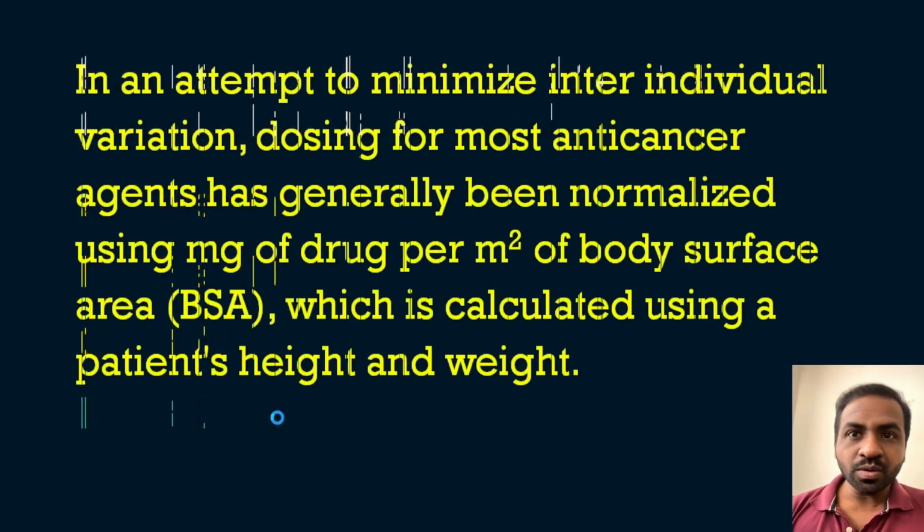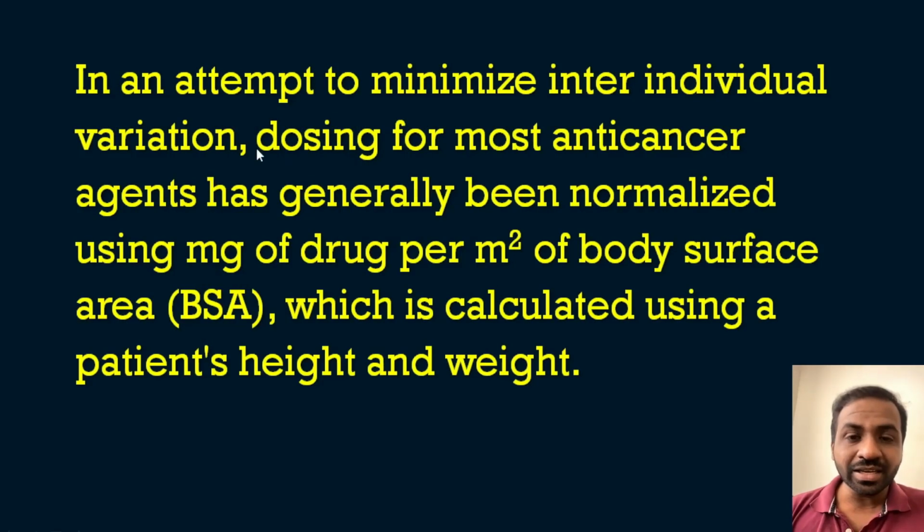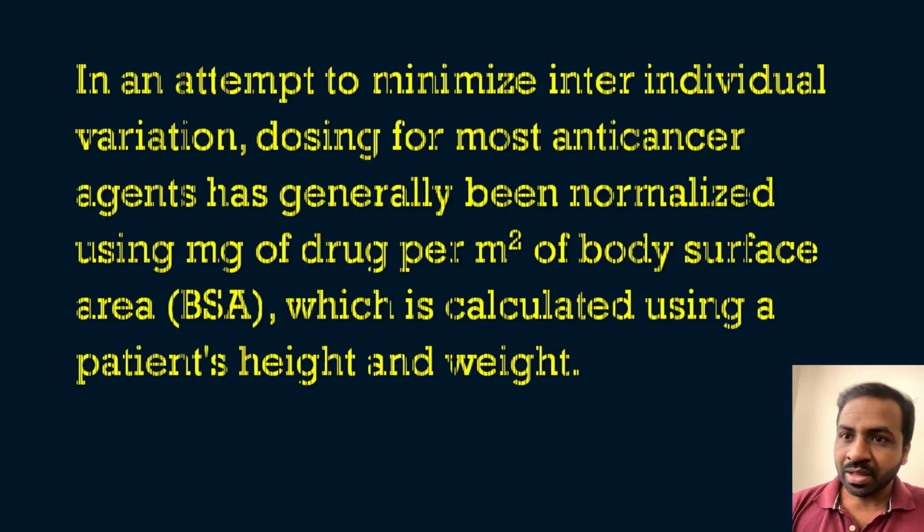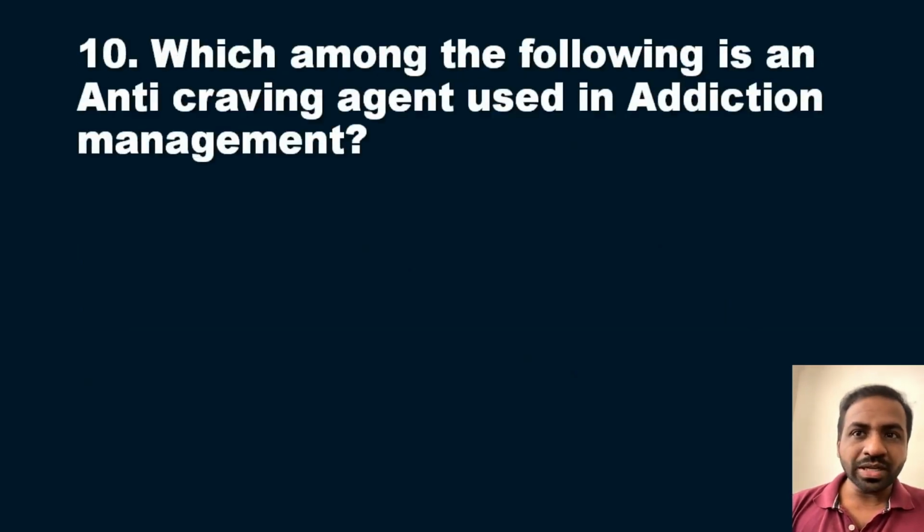that is body surface area. So you know that in an attempt to minimize the inter-individual variation, dosing for most anti-cancer agents has generally been normalized using mg of the drug per meter square of the body surface area. Okay, so mg of drug per meter square of the body surface area, which is calculated using the patient's height and weight. Okay, so height and weight are parameters in the BSA, and the dose is calculated based on the mg of the drug per meter square. Okay, so the answer for our question is body surface area. Okay, so now we will move on to the 10th question in our series.